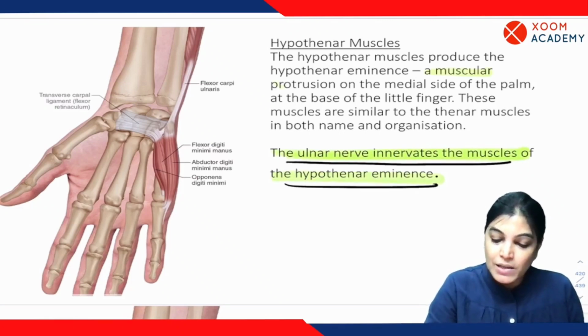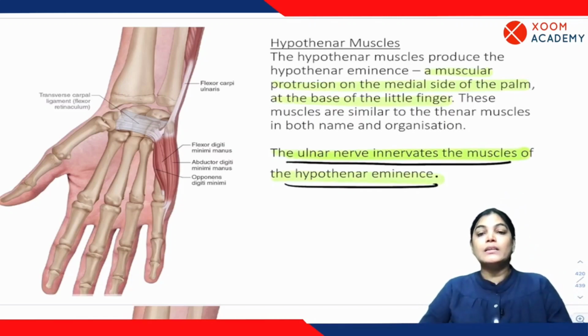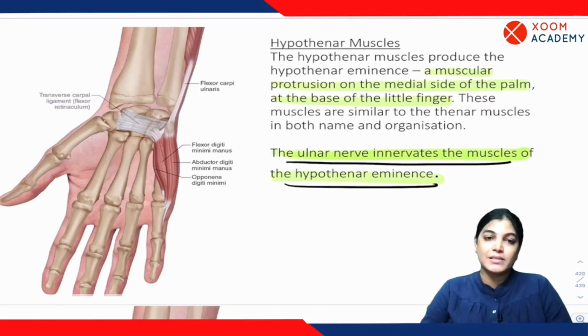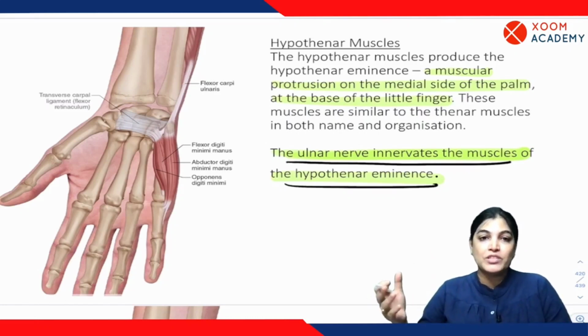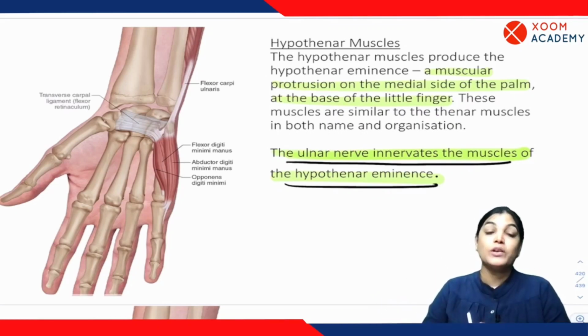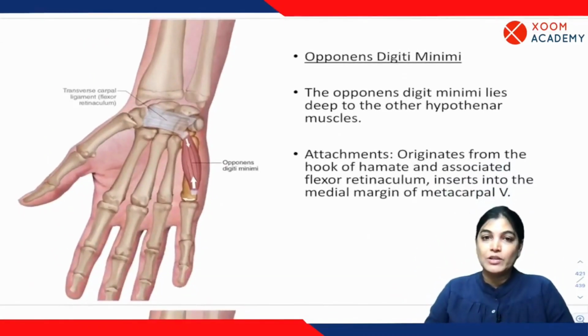These muscles are muscular protrusions found near the medial aspect of the palm and near the base of the little finger. The organization and arrangement of the muscles of the hypothenar eminence is similar to the thenar eminence. We will have the flexor digiti minimi and abductor digiti minimi at the superficial level, and when you retract or dissect out these 2 muscles, on the deeper aspect of the hypothenar region we will get opponens digiti minimi. Let's see the detail of each individual muscle.